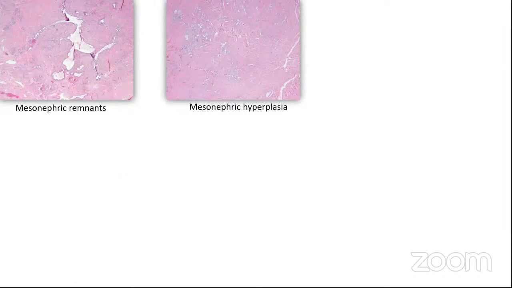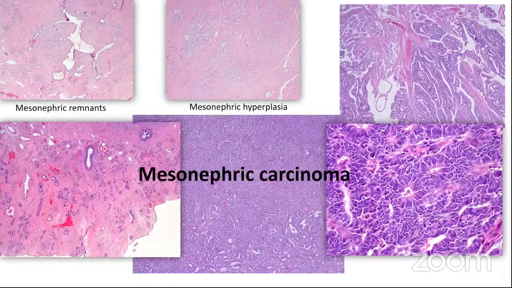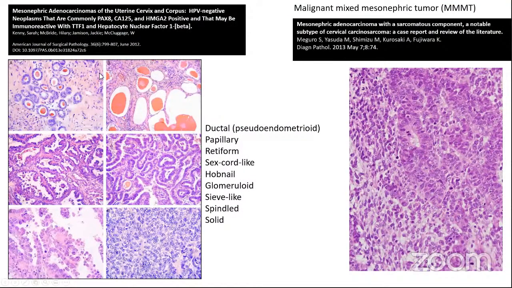So if you sample your cervix at the 3 and 9 o'clock, you will often find deeply seated mesonephric or Wolffian remnants. They can become hyperplastic, which is still a benign process. But once they become malignant, they can have a lot of morphologic heterogeneity, from tight little tubules with eosinophilic secretions to more ductal or endometrioid-like to papillary and clear cell-like to solid and spindle-like. And here's a nice paper describing all the morphologic variation of mesonephric carcinomas. You can even get malignant spindle cell differentiation in these tumors, which then becomes a malignant mixed mesonephric tumor.